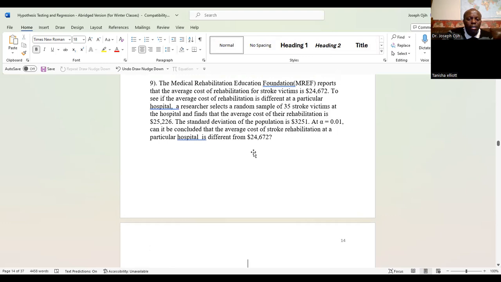At alpha 0.01, can it be concluded that the average cost of rehabilitation is different from 24,672? This one is two tailed because it says, can it be concluded that the average cost of rehabilitation at the hospital is different? I mean, it can be less or greater. It's different from 24,672. So that is the claim right there.